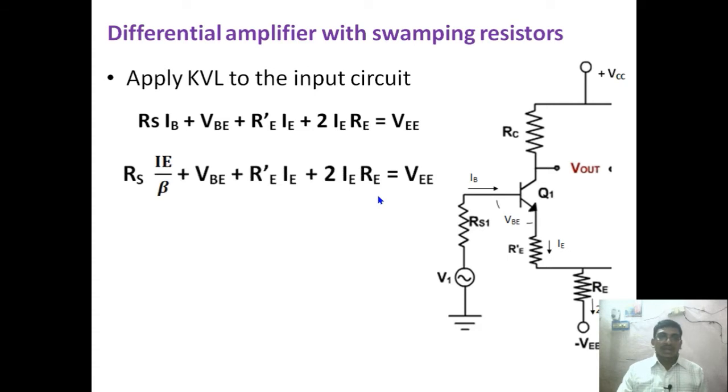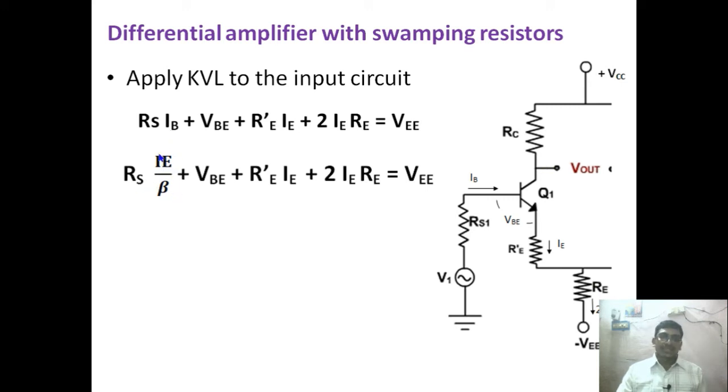Okay, so next thing, we know that the IB can be replaced as IE by beta. How can it be? We know that IB is equal to IC by beta, or IC is equal to beta times IB. So we can write IB is equal to IC by beta, and we know IE is approximately equal to IC. IE current and IC current are both approximately the same, so that's why we can write IB as IE by beta.